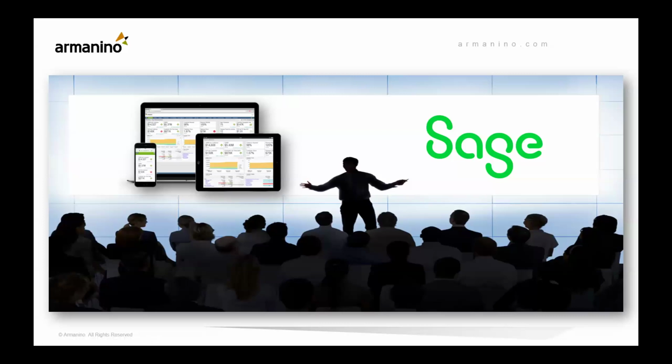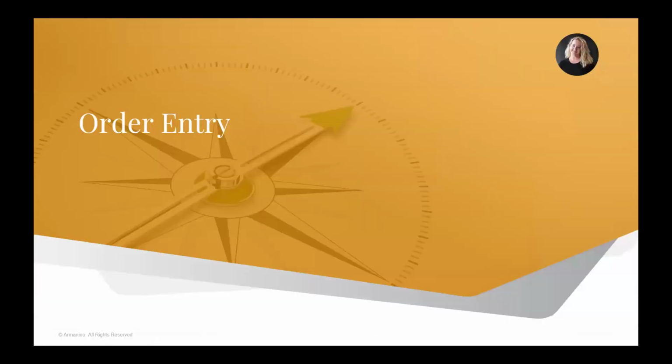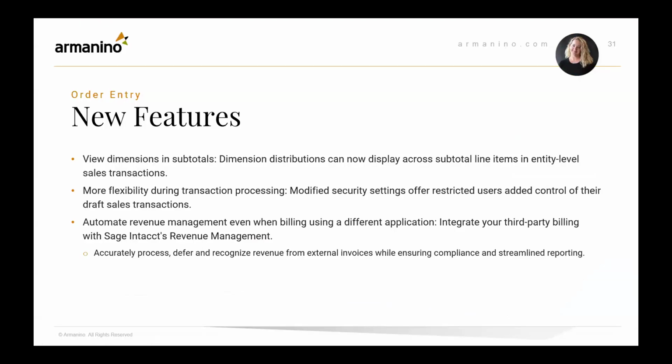Next slide, Jen. Okay. All right, order entry has some new fun things. Next slide. The subtotal functionality now gives you visibility into your dimensions, so you can see where your sales tax is being dimensionalized and you can make modifications.